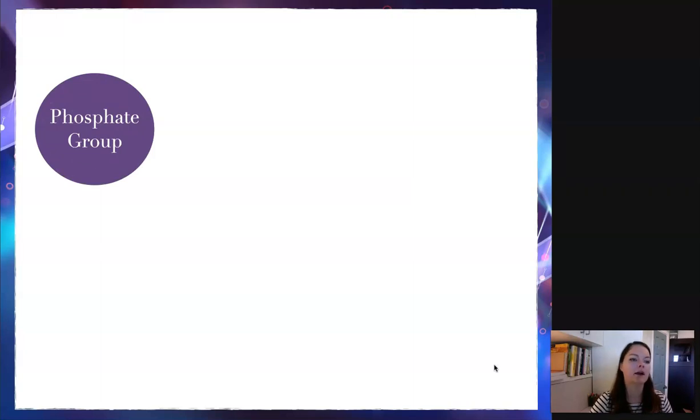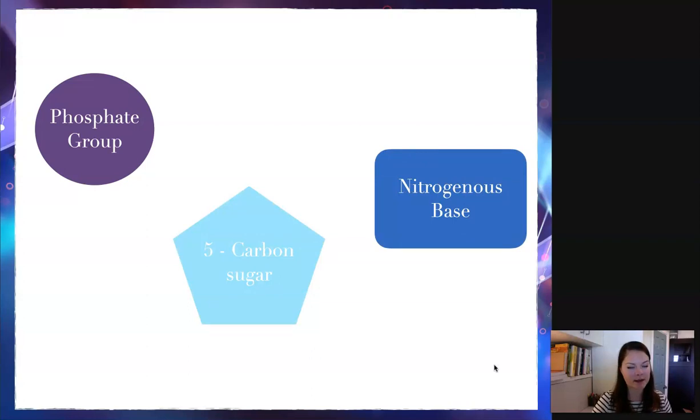So let's go ahead and take a look at what nucleotides are. There are going to be three components: the phosphate group, a 5-carbon sugar, and something called the nitrogenous base. You might see it as N-base, nitrogen base, or just base. These three components are all covalently bonded together, so they're really strong, just as strong as anything within each of those three components. So the phosphate group, the 5-carbon sugar, and the nitrogenous base are going to be found in all nucleotides.